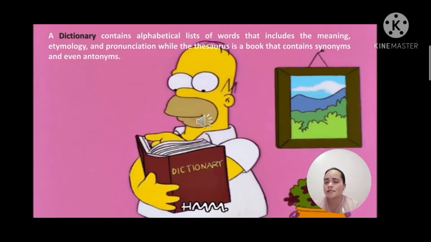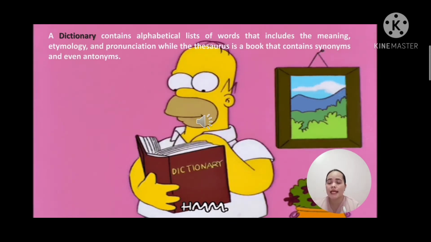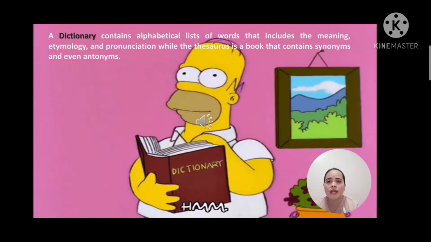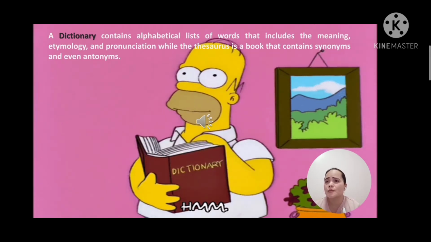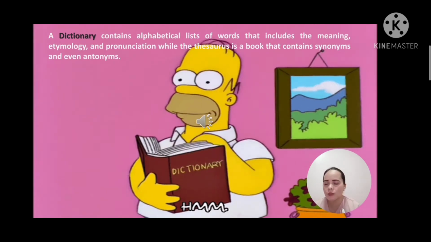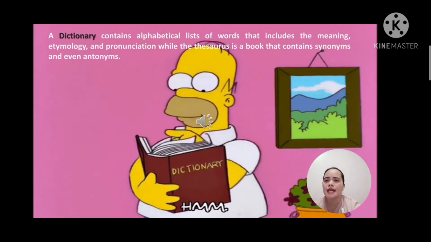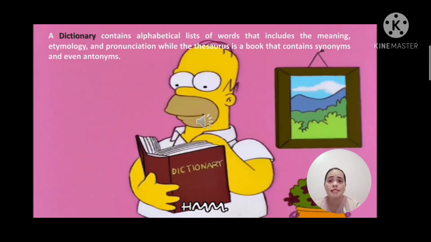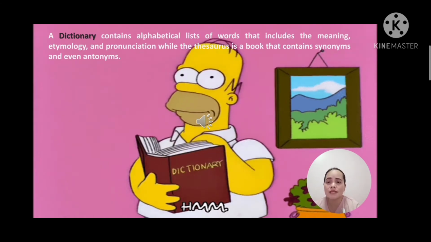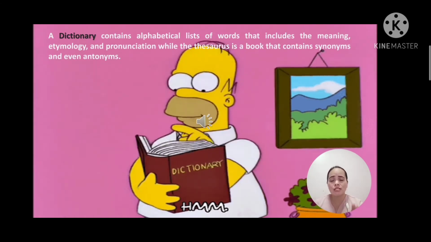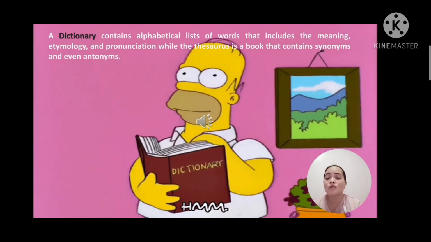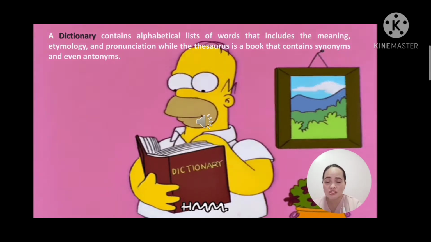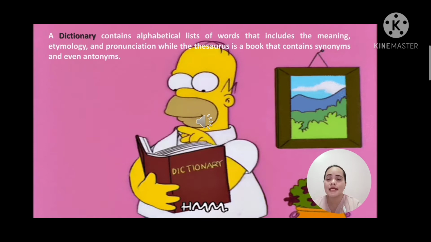So again, these words are arranged alphabetically, and each entry word there has a meaning, etymology. When we say etymology, it is the origin, where this word came from, what country. Then we have there the pronunciation. Later, we will know more about the dictionary. And it is said here that a Thesaurus is a book that contains only synonyms and even antonyms. Also, class, I would just like to emphasize that there are books or dictionaries that also combine a Thesaurus, which means it has synonyms and antonyms.